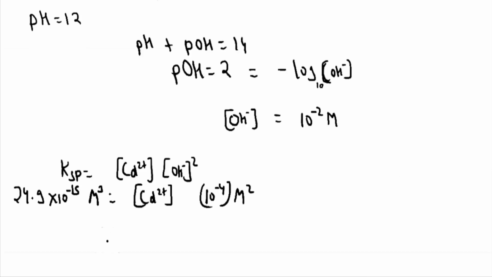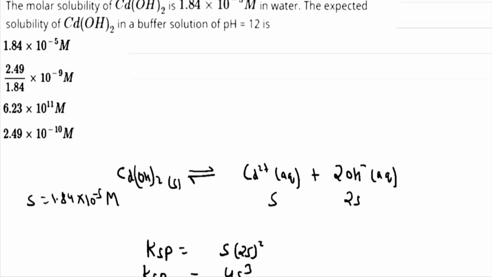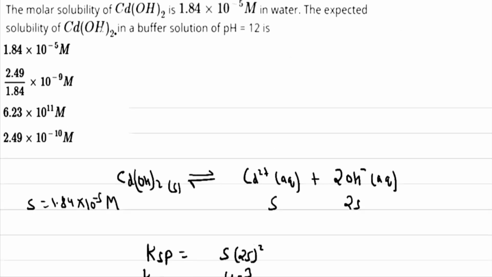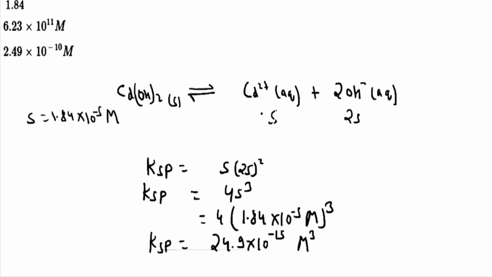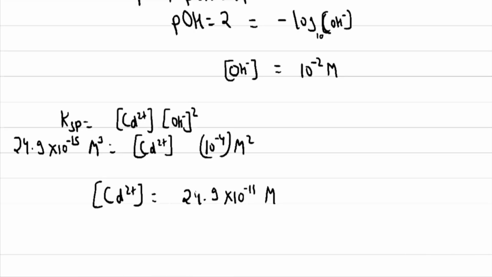After solving this, the Cd2+ concentration will be equal to 24.9 × 10^-11 molarity. What we have to find is the expected solubility, and this concentration is our solubility. Now we got the value: the answer is 24.9 × 10^-11 molarity.